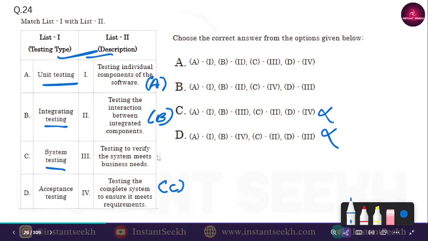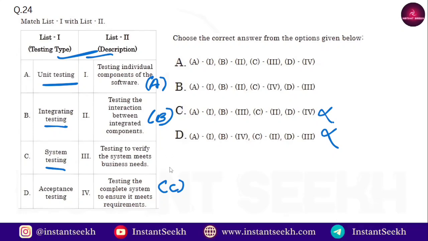Now acceptance testing. Acceptance testing is basically to verify whether the system that we have developed actually meets the requirements that were laid down. So your option 3, that is acceptance testing, is to verify the system meets the business needs. So let's see which pattern. A goes for first, B goes for second, C goes for fourth, and D goes for third. So option B is your right answer. Let's move on to the next one.